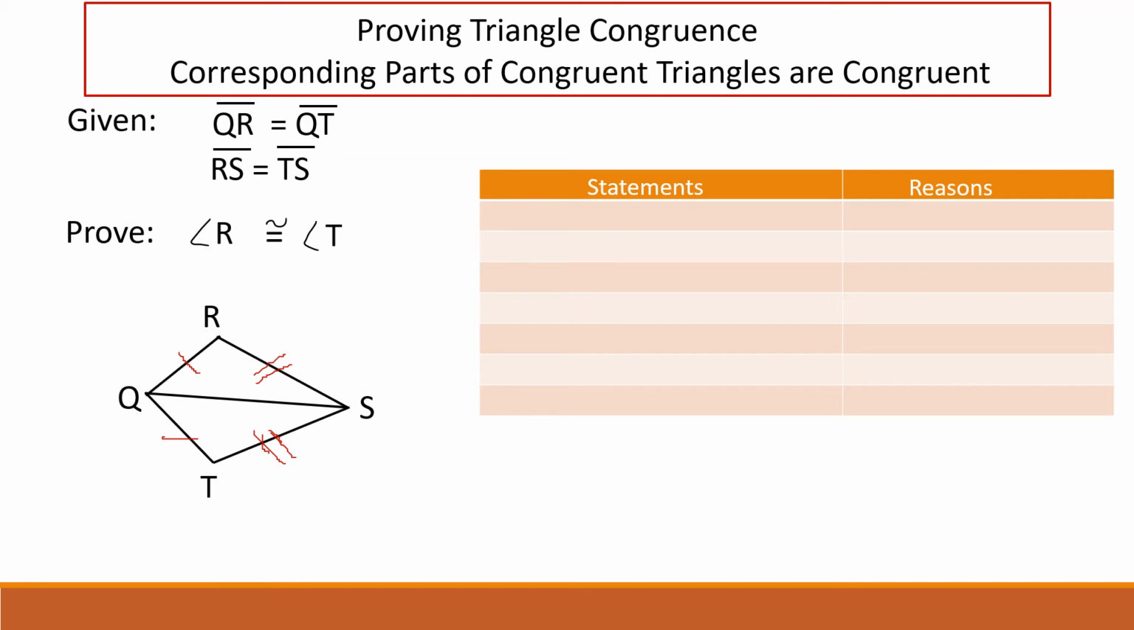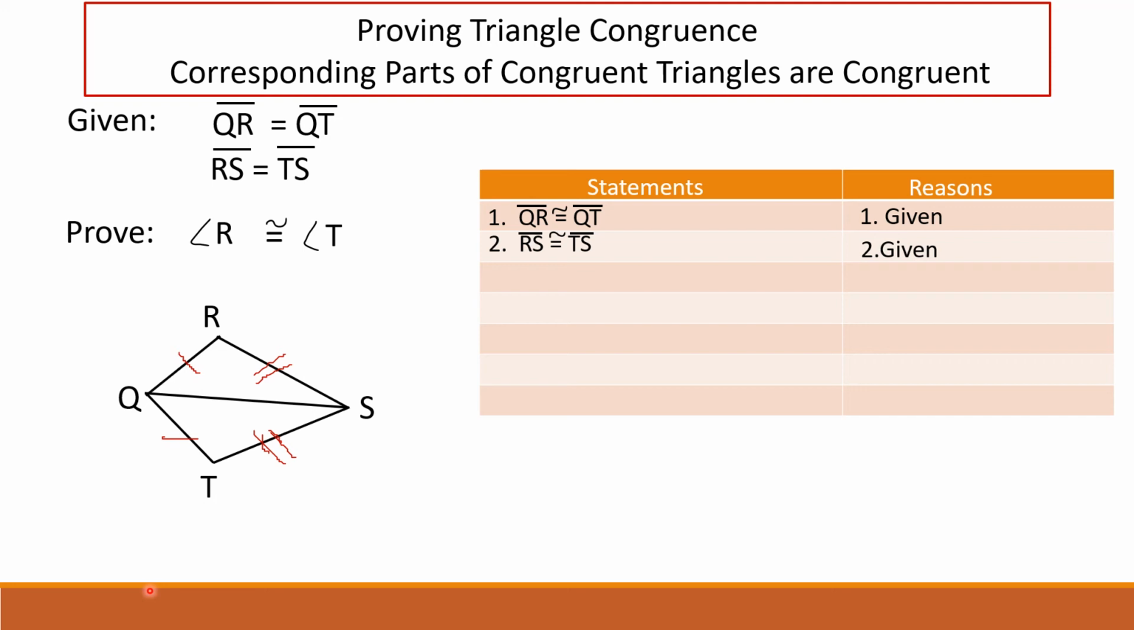So we can now write in our statement that segment QR is congruent to segment QT, and that is given. And then also number 2, segment RS is congruent to segment TS. Also the reason is given. And check what else you can prove there. Can we prove that these two angles are congruent? Can we prove that these angles are congruent?